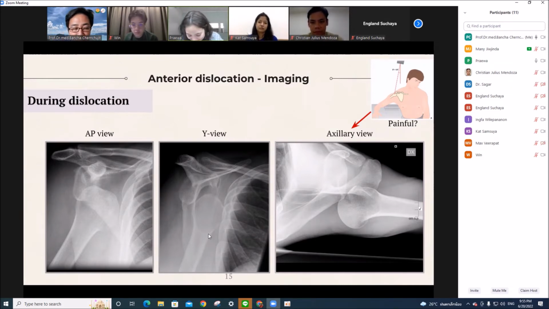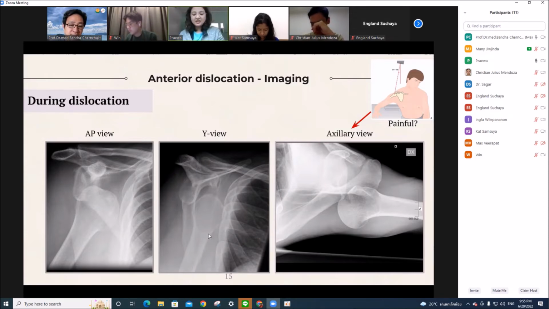Because most of the time we don't send the patient for an axillary view in anterior dislocation, as it is quite painful, right? So this is a good picture for the posterior dislocation. Always look for the coracoid and the clavicle, right? These two structures are in the front. So if the head moves to the front it is anterior, but now the head moved to the back, right?